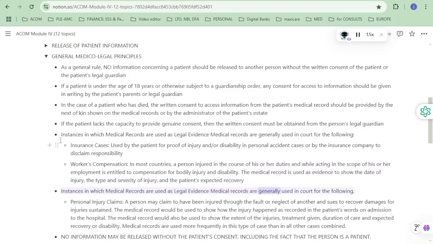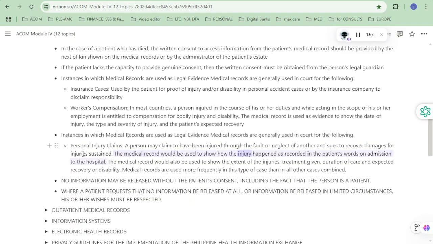Instances in which medical records are used as legal evidence. Medical records are generally used in court for the following: personal injury claims. A person may claim to have been injured through the fault or neglect of another and sues to recover damages for injuries sustained. The medical record would be used to show how the injury happened as recorded in the patient's words on admission to the hospital. The medical record would also be used to show the extent of the injuries, treatment given, duration of care and expected recovery or disability. Medical records are used more frequently in this type of case than in all other cases combined.